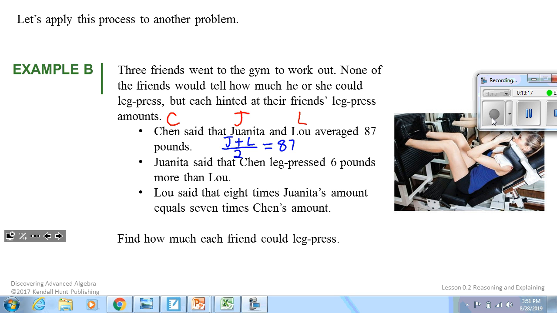All right, well, Juanita said that Chen leg pressed 6 pounds more than Lou. So Juanita says Chen's leg press is 6 pounds more than Lou, so Lou's pounds plus another 6. There's my second equation. And my third one, Lou says that 8 times Juanita's amount is 7 times Chen's amount. So 8 times Juanita's amount, 8J, is the same as 7 times Chen's amount. So there are my 3 equations. Hopefully those make sense to you.